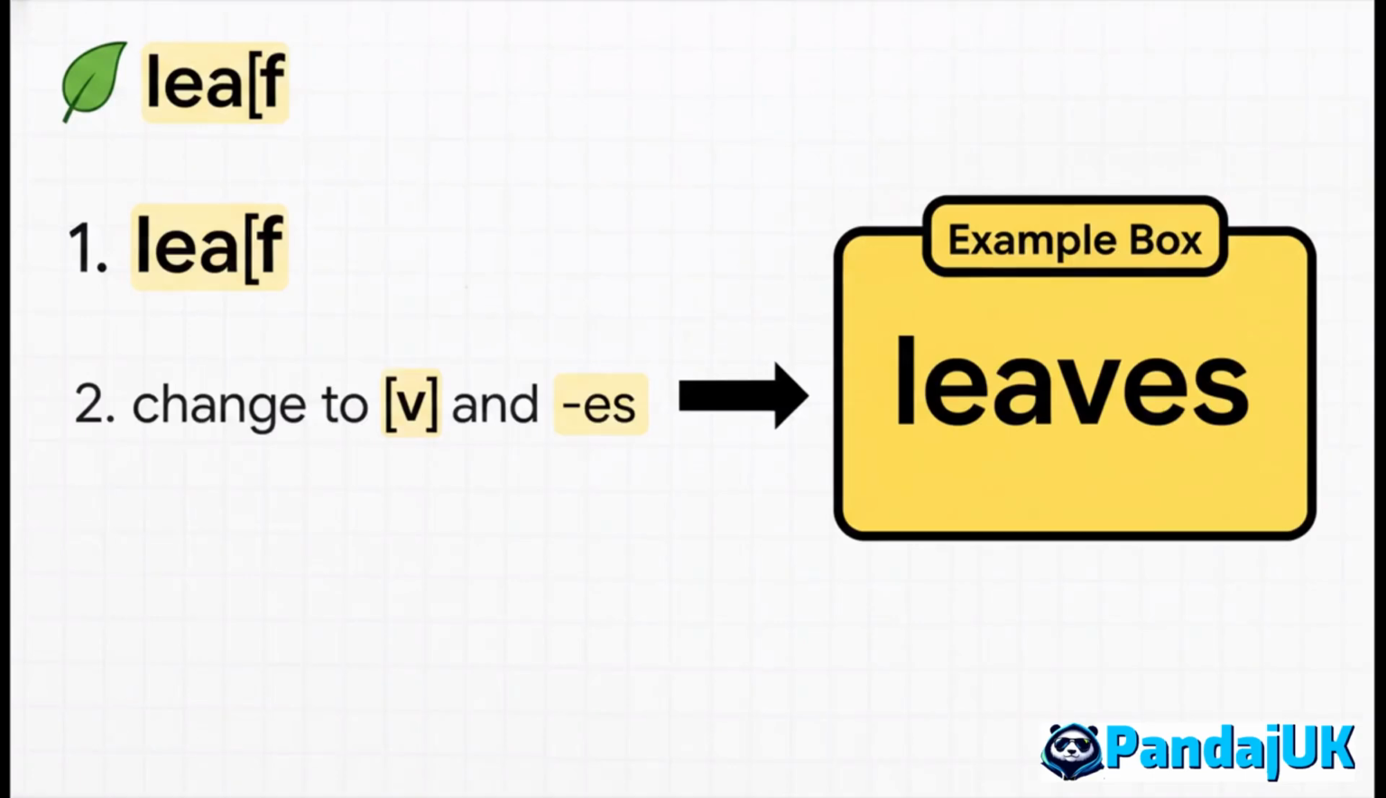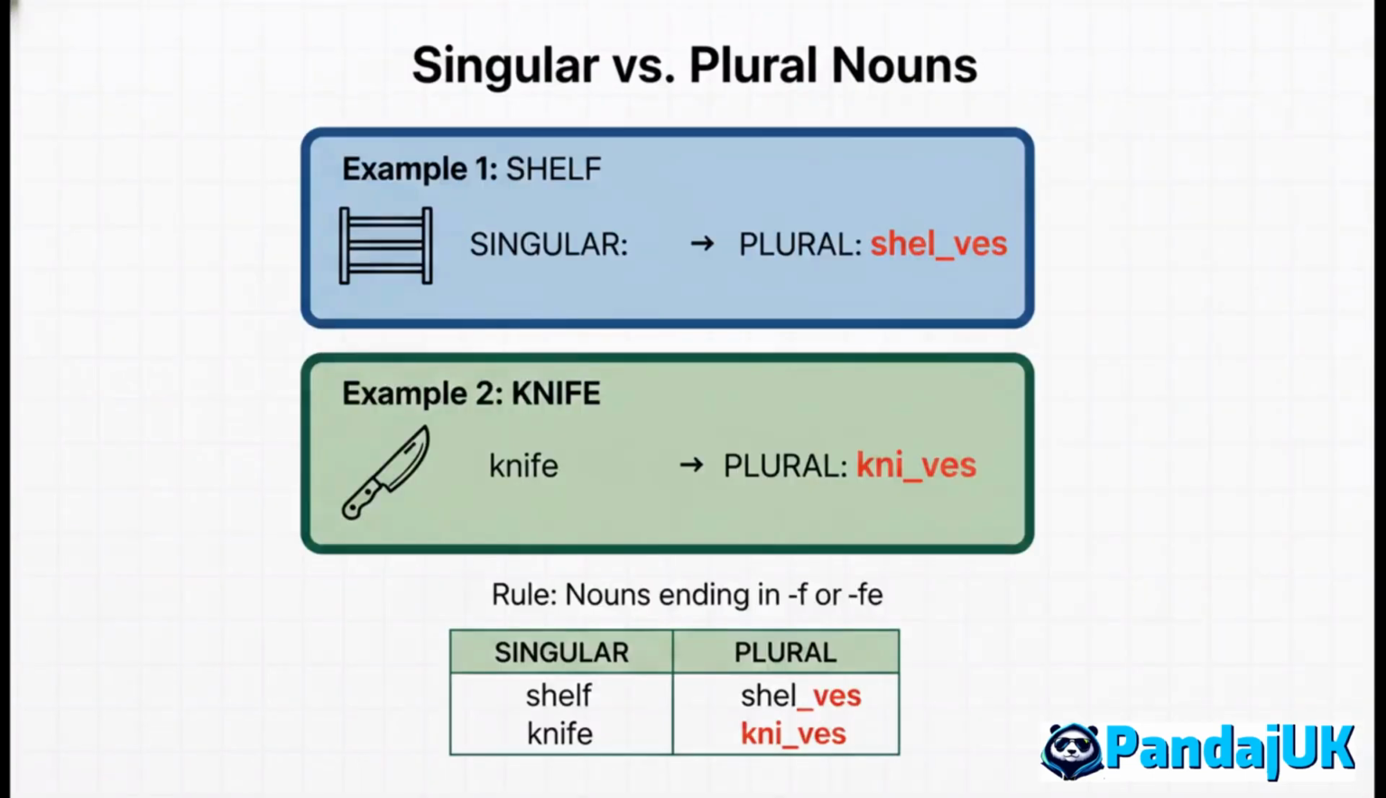Now listen for the F sound. To make it plural, change F to V and add ES. Let's try it out. Shelf becomes shelves. Knife becomes knives. Notice how the sound changes there?